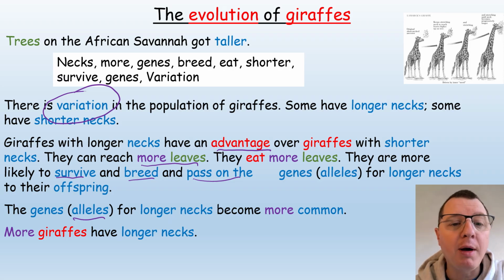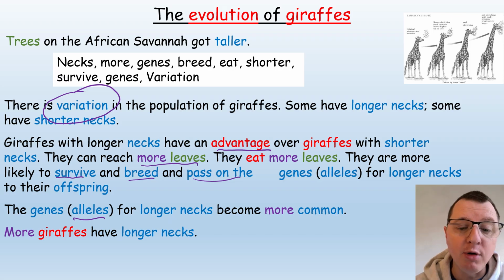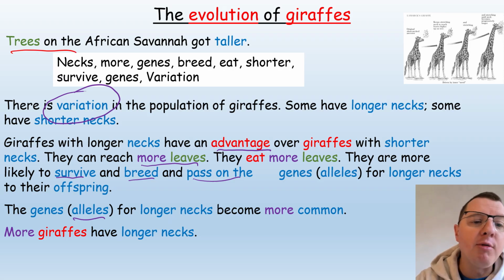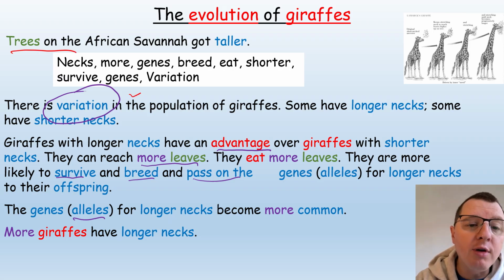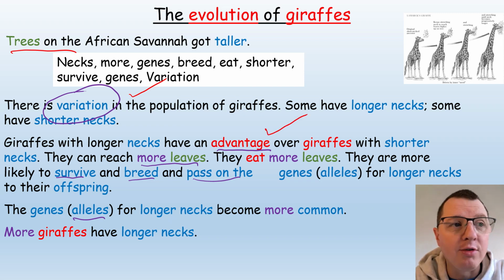Now, if you look at this paragraph closely, and I'm going to show you 3 other examples in this video, you'll notice the same things keep coming up time and time again. We always begin with the environmental change, then we discuss variation, then, and this is the only difficult part of the whole exercise, you have to work out what the advantage is going to be. Each different example will give you a different advantage.